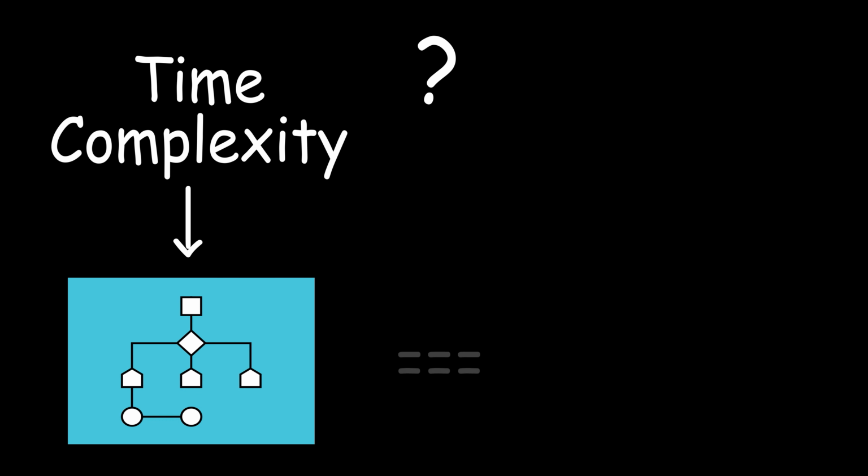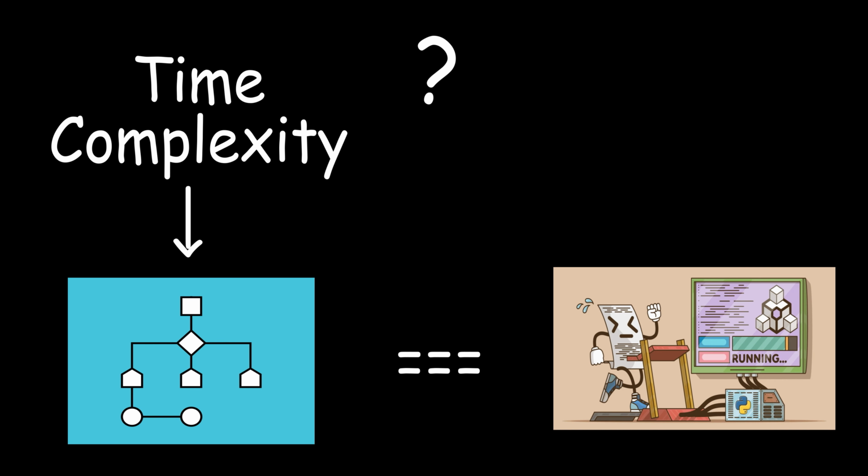I have a question. Is the time complexity of an algorithm the same as the running or execution time of code? The answer is no. Wanna know why? Then hop on in and let's begin the journey with a scenario.